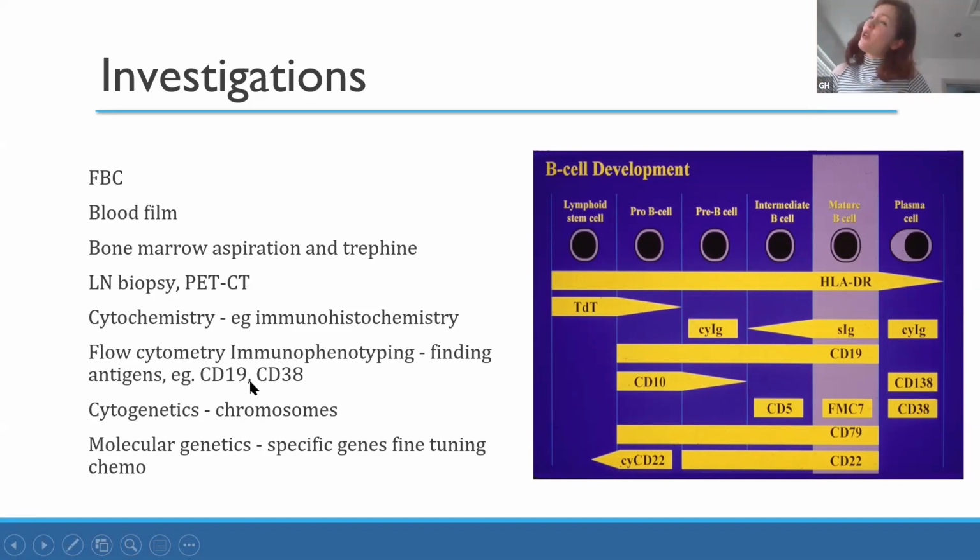Cytogenetics is looking at the chromosomes. So for example, with your CML, that's your translocation between 9 and 22 to get your Philadelphia chromosome. So that's why they do cytogenetics, to help with those sorts of things.